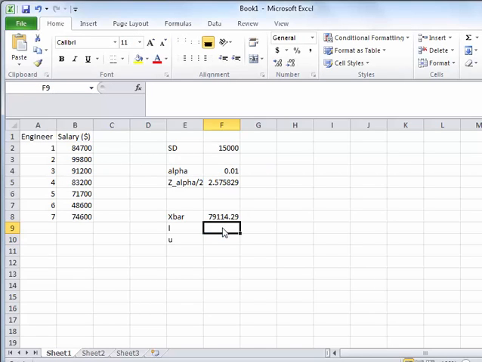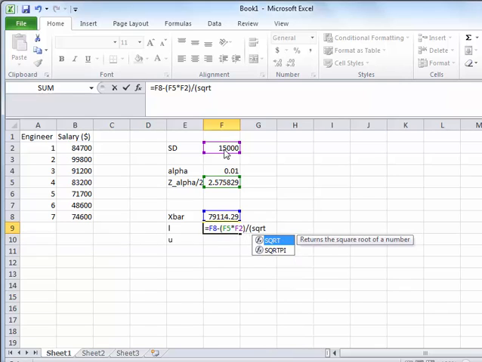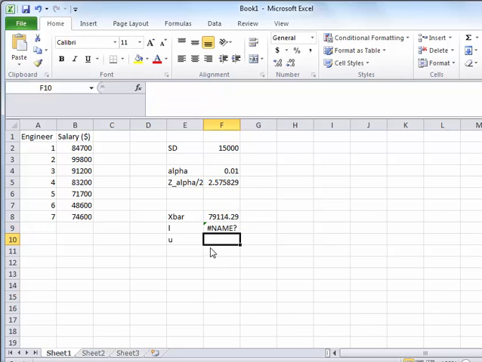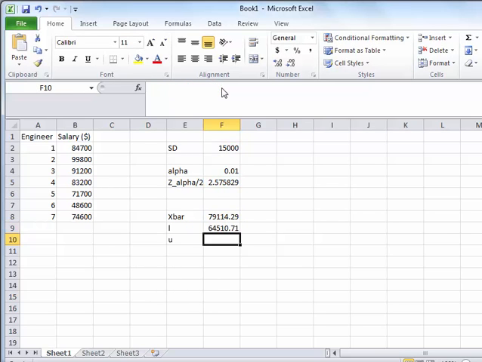So to calculate our lower bound, our equation is x bar minus z alpha over 2 times our standard deviation divided by the square root of our sample size, which is 7, and we get a lower bound of about 65,000.